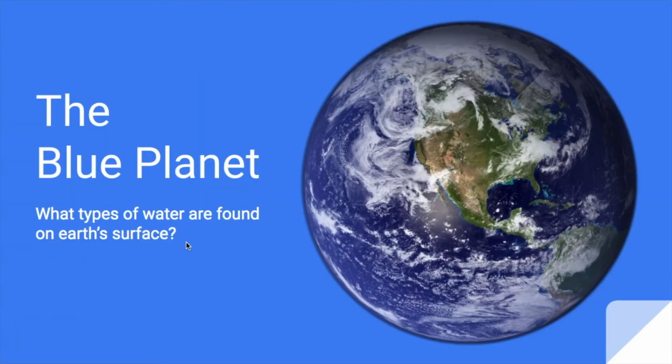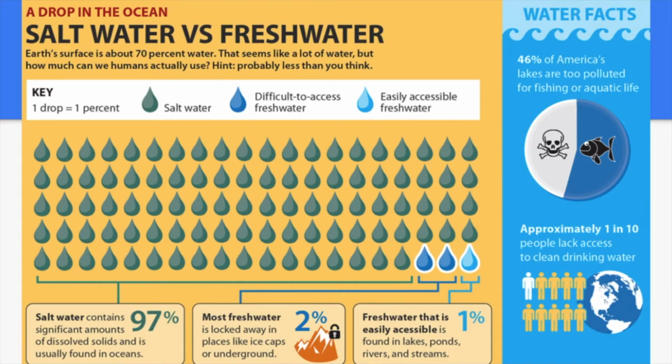Speaking of covering by water, our planet is 71% covered by water. That's why it's called the blue planet. And we're going to answer the question of what types of water are found on Earth's surfaces and where those types of waters are found. This diagram in your textbook, as you're reading through this section, talks about the difference between salt water versus fresh water. Those are our two types of water.